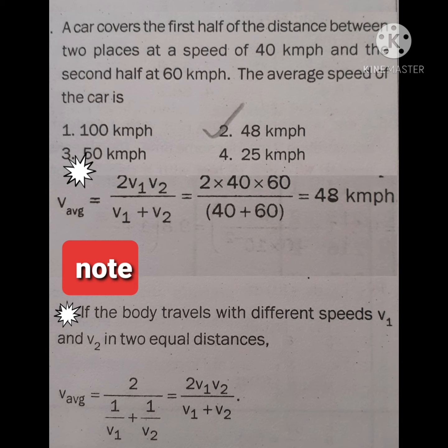Again, before going to solve this problem, see the note. In the note I have given, whenever a body travels with different speeds over two equal distances, the average velocity will be 2 by (1/v1 + 1/v2), which is equal to 2 v1 v2 by (v1 + v2). By utilizing that formula, v average is equal to 2 v1 v2 by (v1 + v2), which is 2 into 40 into 60 by (40 + 60), and that is equal to 48 kilometers per hour.